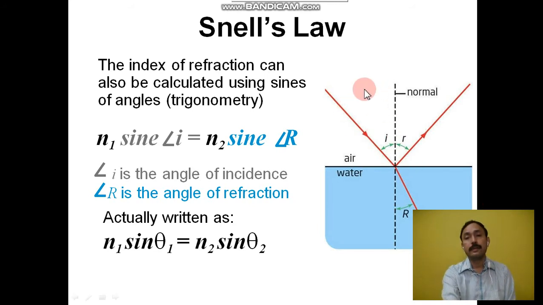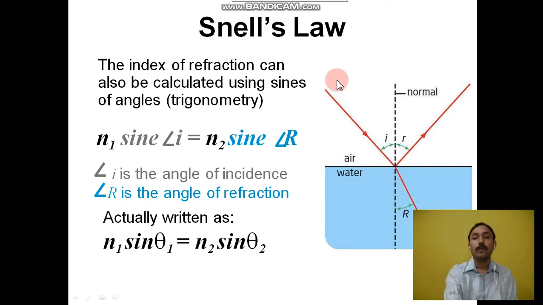Look, this is the air medium, this is water. So light is coming from air to the water. Some part of light is reflected and some part of light is refracted. So the angle of incidence is I and the angle of refraction is capital R. Air has refractive index N1 and water has refractive index N2.